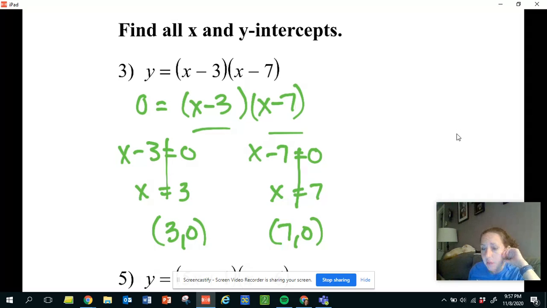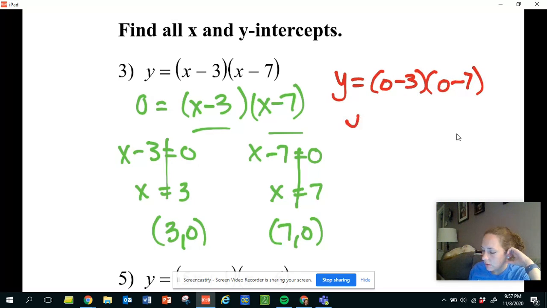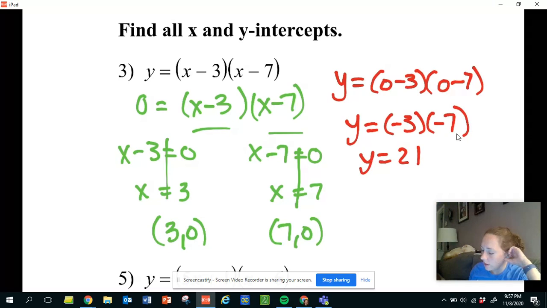Those are my x-intercepts. So to find the y-intercept, I plug in 0 for x, right? So I get 0 minus 3 and 0 minus 7, which is essentially negative 3 times negative 7, which in this case is 21. So my y-intercept is the point 0, 21.